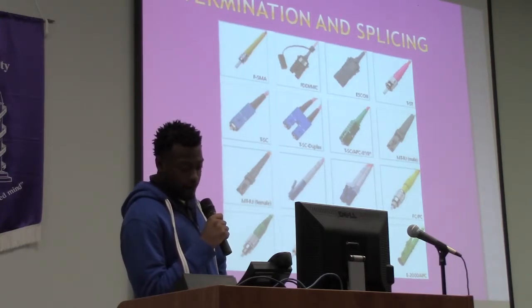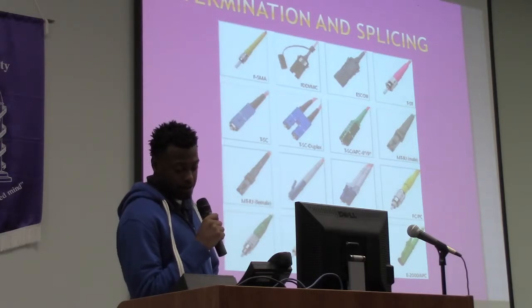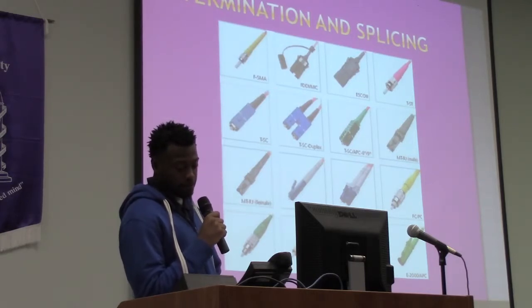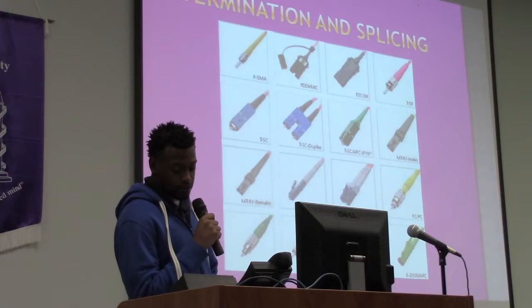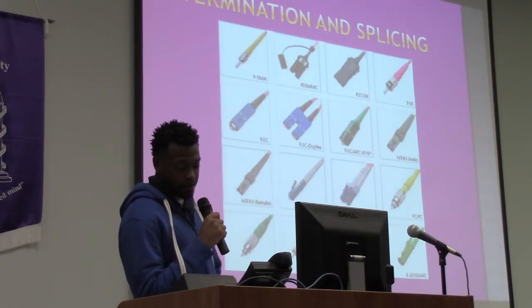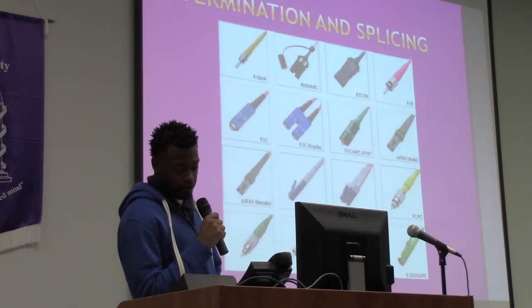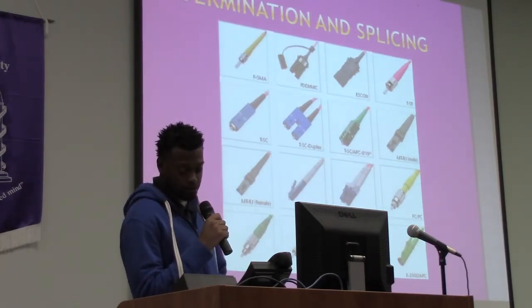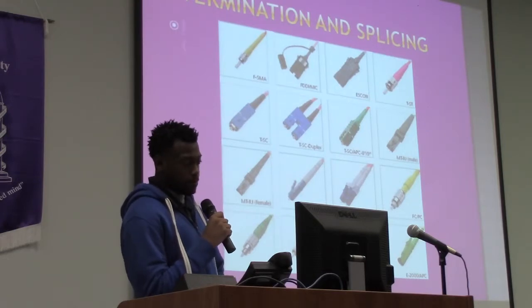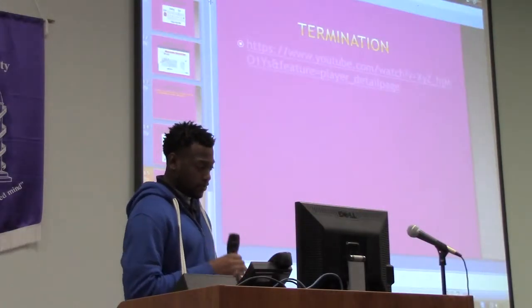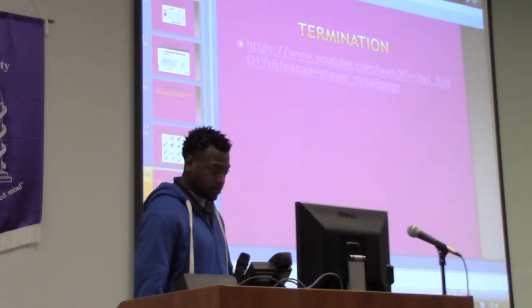And optical fibers may be connected to each other by connectors or by splicing. That is joining two fibers together to form a continuous optical waveguide. The generally accepted splicing method is arc fusion splicing, which melts the fiber ends together with an electric arc. And I have a quick video of the termination and splicing process.